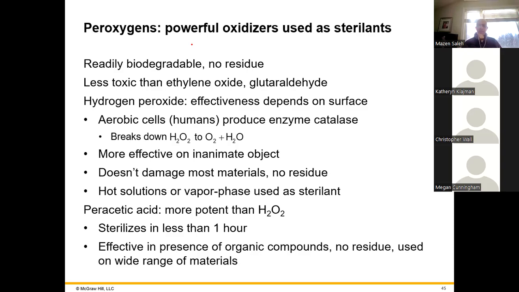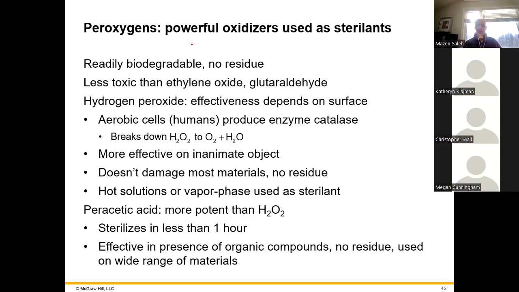Peroxygens, okay? Another form of powerful oxidizers aside from chlorines and ozone, and these are powerful enough to be considered sterilants. They are readily biodegradable, so they leave no residues, less toxic than ethylene oxide or the aldehydes. Hydrogen peroxide is an example, quite effective, and the effectiveness depends on the surface itself.